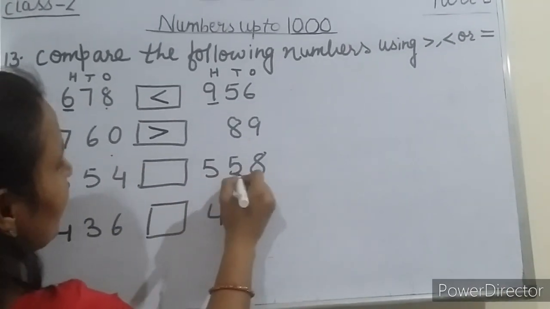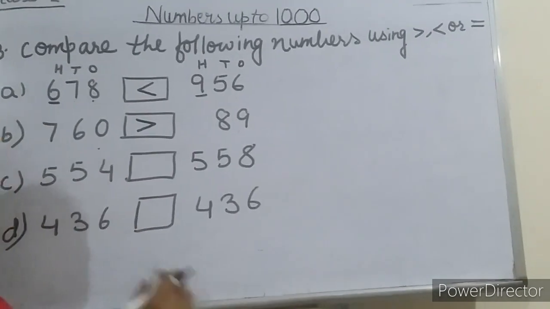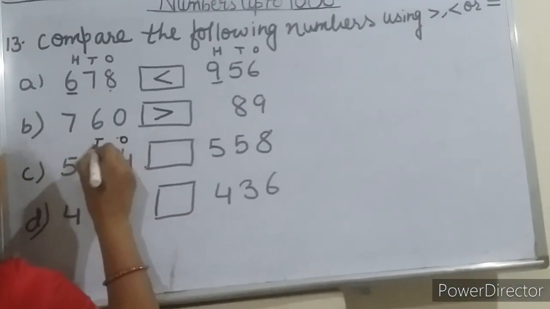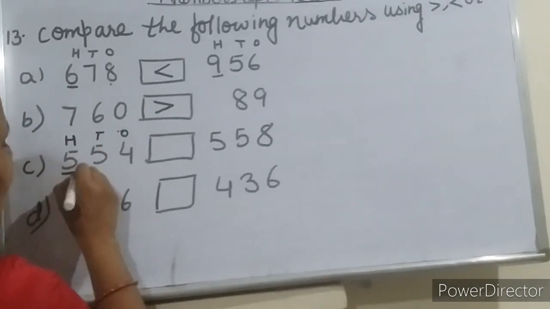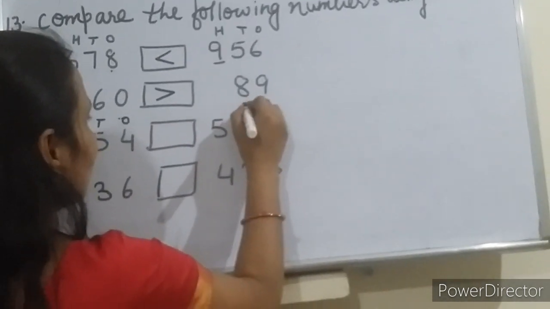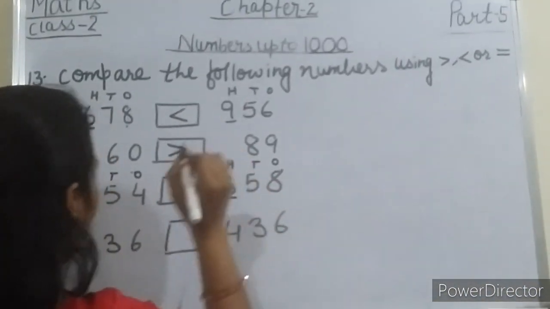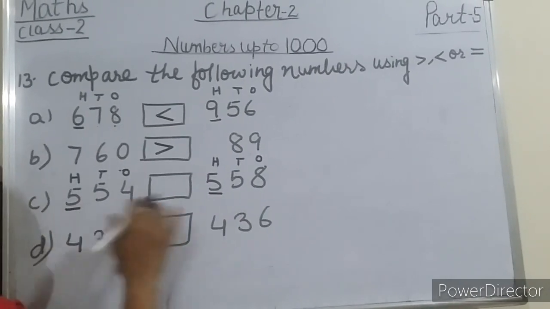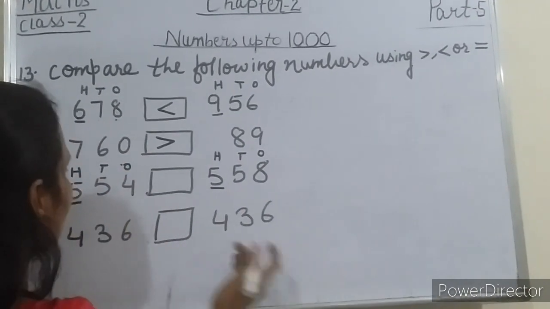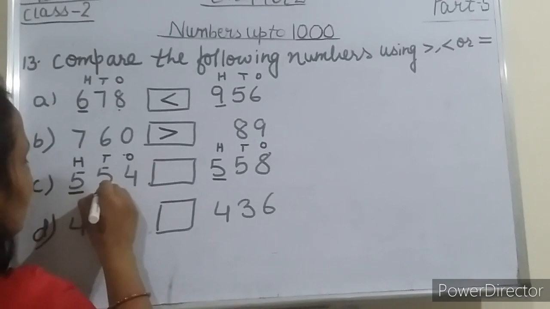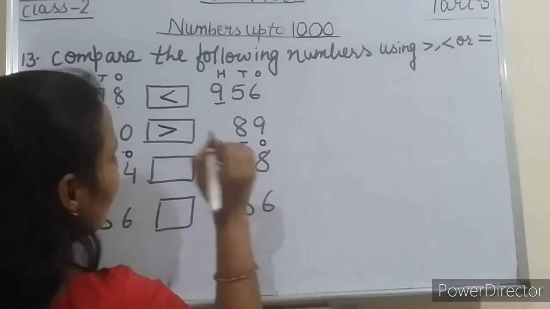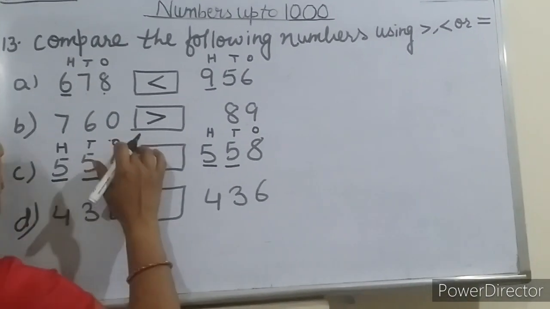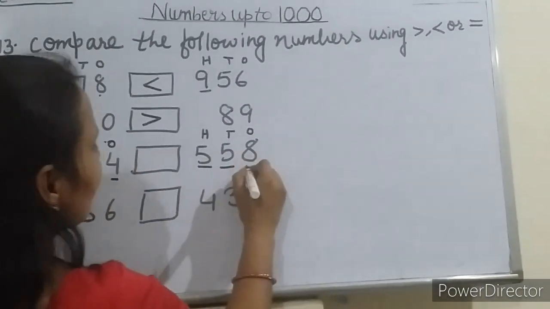554 and 558. Which one is greater? See, first of all we will see here the ones, tens and hundreds. So here we will see the hundreds place, and here also ones, tens, hundreds. Both the numbers at the hundreds place are the same, 5 and 5. So come to the next, the tens place. Here also 5, here also 5. So where will we go? Now we will see the ones place. So here it is 4 and here it is 8.